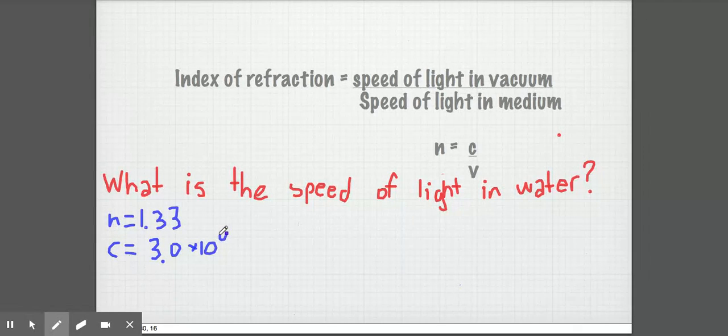So once we lay out what we've actually been given, that's always the first thing that you want to do in physics, we can really easily see what the question is asking us for. In this case, we were given N, we were given C, so we know automatically we're looking for V in this case. So that means we're going to have to rearrange this formula to tell us what the formula is going to be for V.